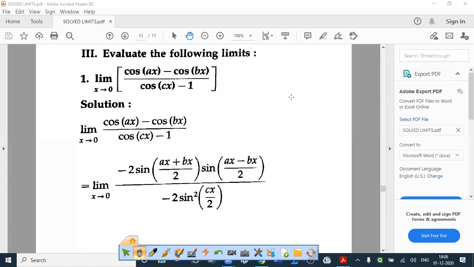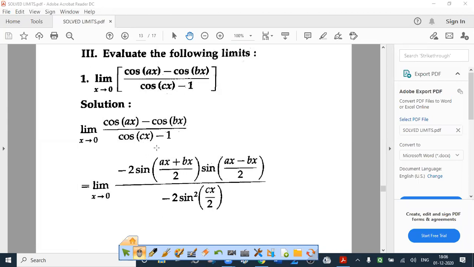Third one, first part: limit x tends to 0, (cos ax minus cos bx) upon (cos cx minus 1). Now what is cos a minus cos b? Minus 2 sine of (first plus second) by 2 into sine of (first minus second) by 2. Now, what is 1 minus cos theta? 2 sine square theta by 2.